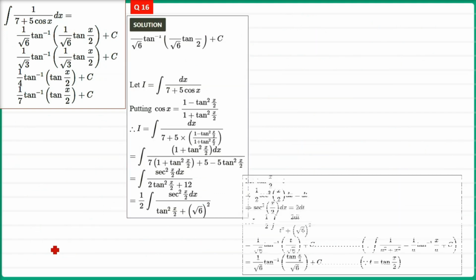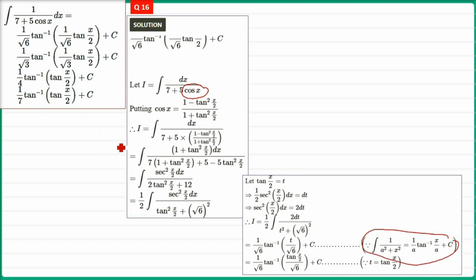Now this is how it is going to be solved. It's a good question. See, how does the marking work? First, cos x conversion to 1 minus tan square x by 2 over 1 plus tan square x by 2. Then applying the integration. Then using this t equals tan x by 2. All these are 1, 1, 1 marks, you can imagine that this is how the marks of a question are evaluated.